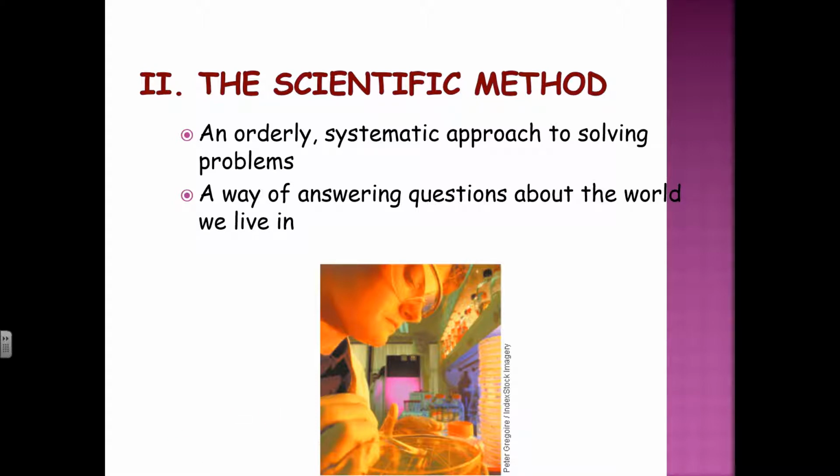So here I brought a picture in of a chemist in a laboratory that is looking at a sample here in a petri dish. But they are trying to, obviously, they're working on figuring out some sort of problem or identifying what they're looking at here. So using the scientific method is an orderly approach to solving problems.